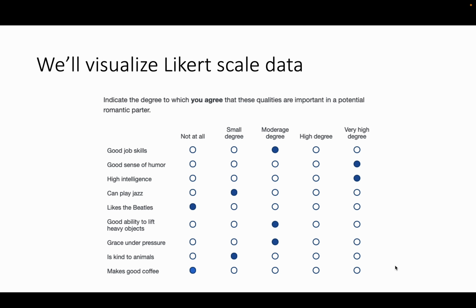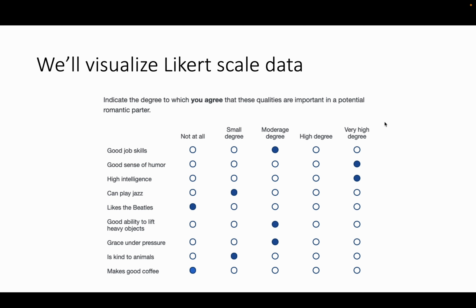But then we have the responses themselves, which here we're just going to focus on the Likert scale questions. And Likert was the name of a person. And these types of questions are like this. These specific ones we'll be looking at indicate the degree with which you agree that these qualities are important in a potential romantic partner. We've got good job skills, good sense of humor, high intelligence, things like that. And then this scale from not at all, small degree, moderate, high, very high degree, that's what's called the Likert scale. There are various types of these.